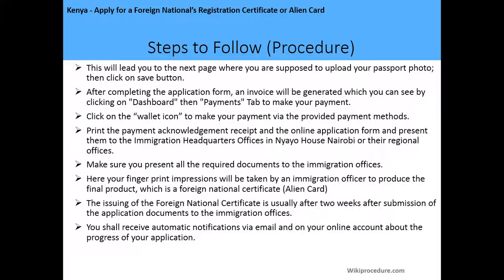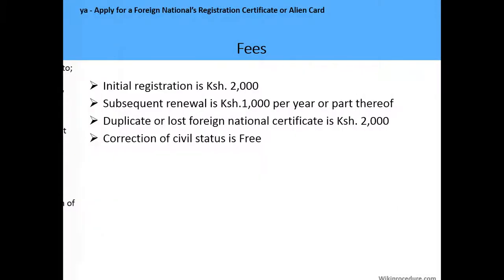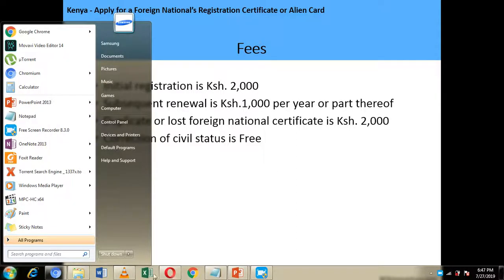The issuing of the foreign national certificate is usually after 2 weeks after the submission of the application documents to the immigration offices, and you shall receive notifications through your email and on your online account about the progress of your application. So let's see how this is done online.